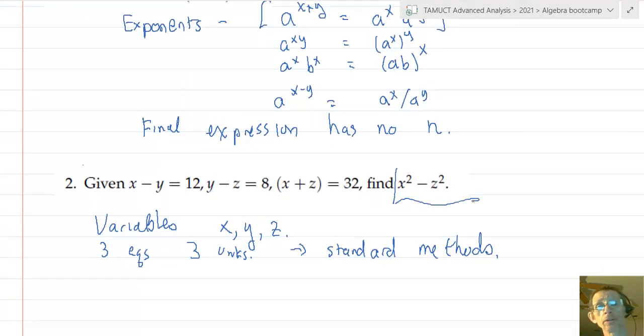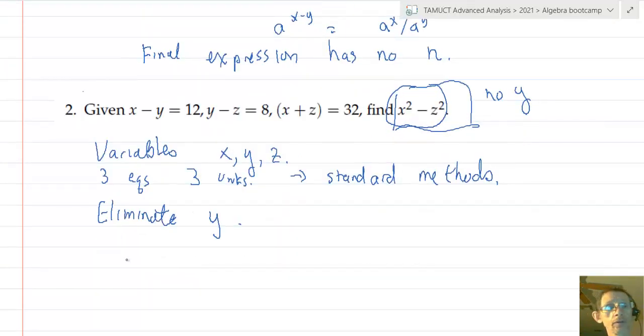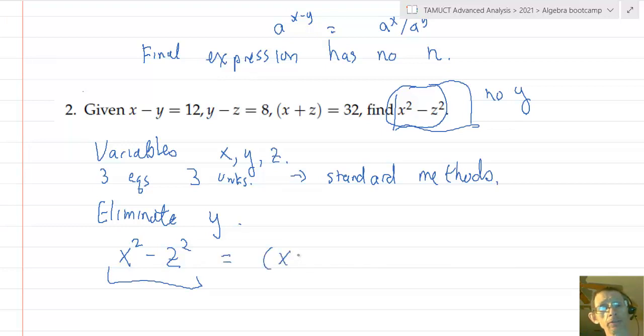In our final expression, there's no y. So we certainly want to eliminate the y from the other equations. You know that if you have multiple variables, you often want to eliminate variables. Another thing is this expression, x squared minus z squared. This should be a familiar form to you. This type of expression often occurs in mathematics, and it can be factored. It's x plus z times x minus z. This is called difference of squares.